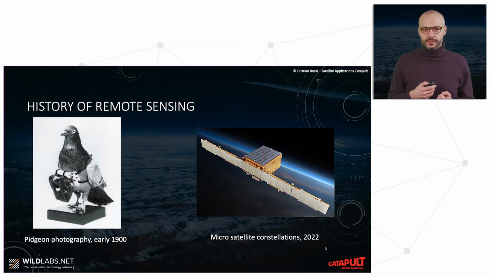A bit of a history of remote sensing. Remote sensing started a really long time ago, in the early 1900s, with pigeons. If I remember well, in the US, pigeons were used to monitor cities and to capture the urban landscape with cameras attached to them. From pigeons, we moved to satellite constellations nowadays, and there are so many micro satellite constellations up there. So there is a clear technological evolution.